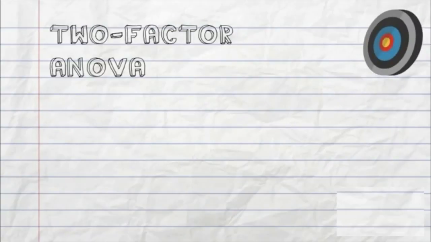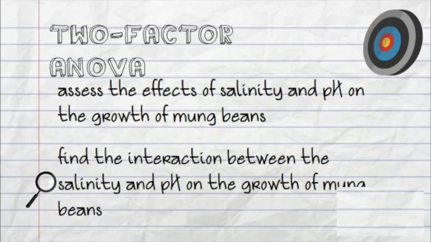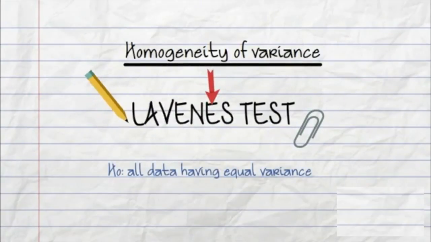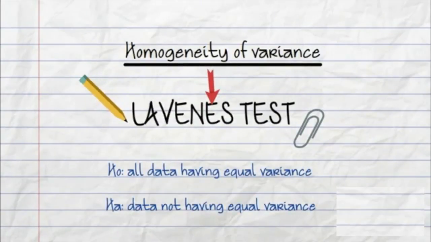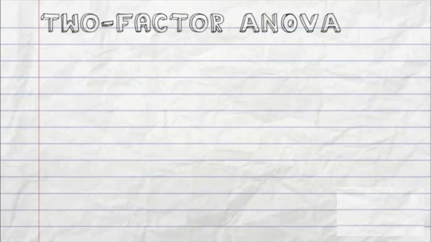2-factor ANOVA is used because we aim at assessing the effects of salinity and pH on the growth of mung beans. We can also find the interaction between salinity and pH on the growth of mung beans. However, data tested should have homogeneity of variance before conducting 2-way ANOVA. Therefore, Levene's test will be performed. If the data accepts the null hypothesis, 2-way ANOVA will be performed.